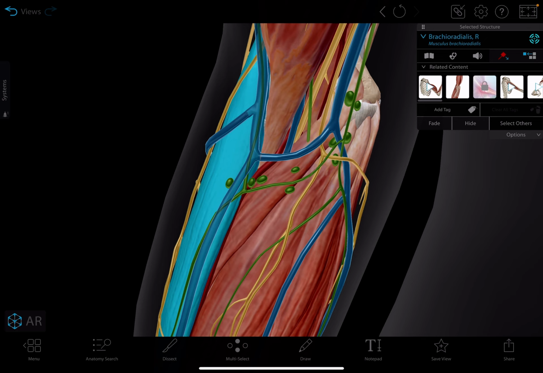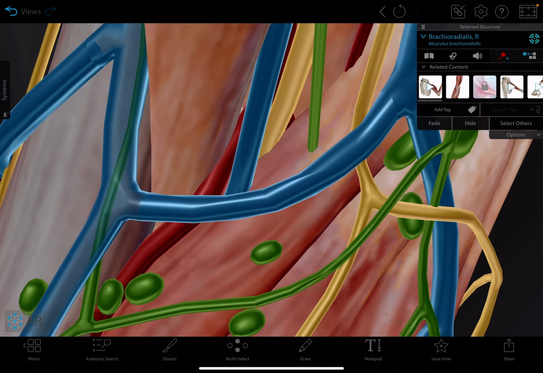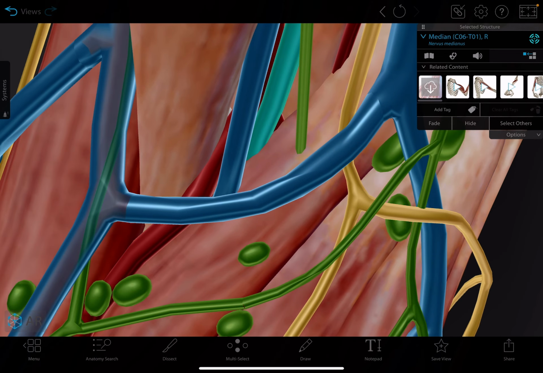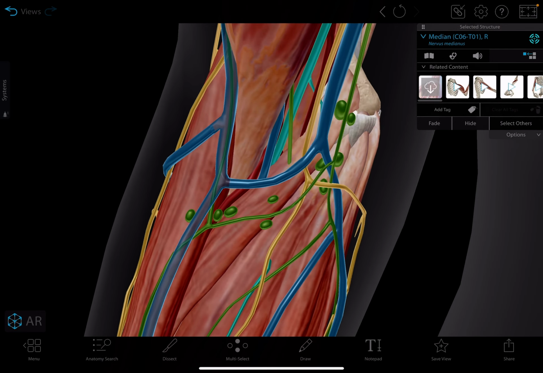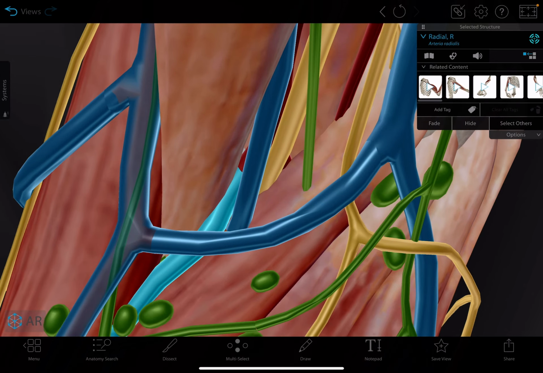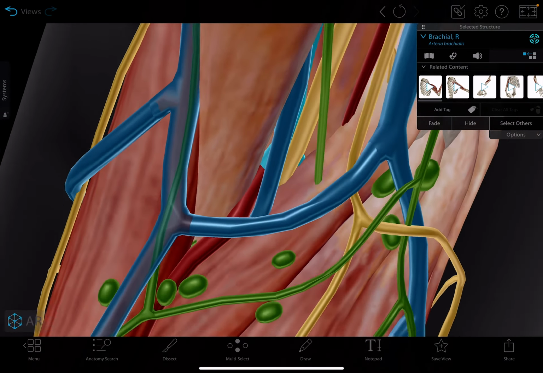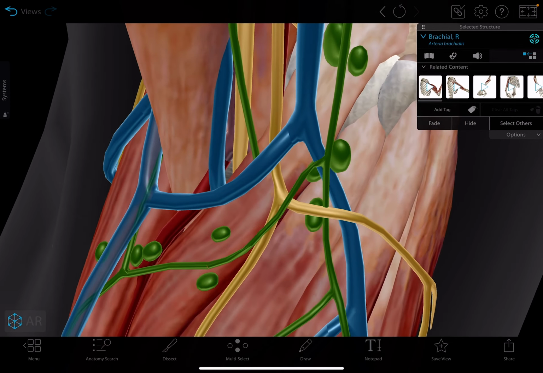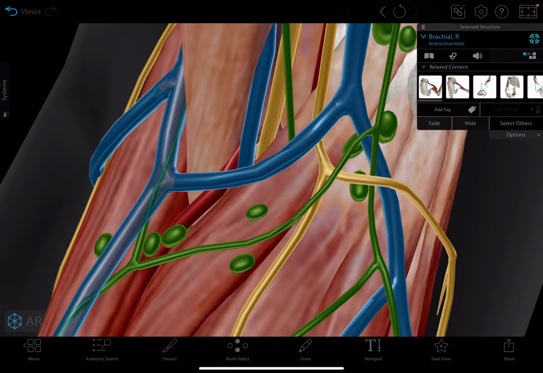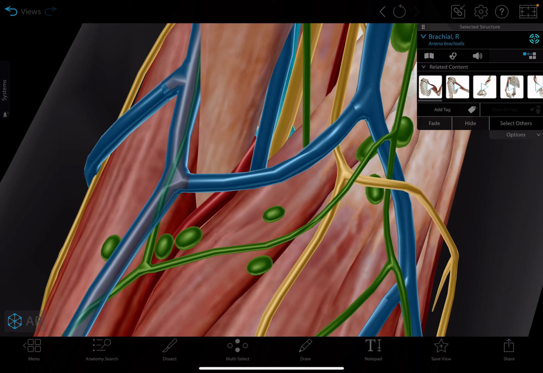Now let us look at the contents of the cubital fossa. We have this structure here, this is the median nerve. The most medial structure in the cubital fossa is the median nerve. Then comes the brachial artery. In this interval we can see the brachial artery. The brachial artery will soon divide into its two terminal branches, the radial artery and the ulnar artery.